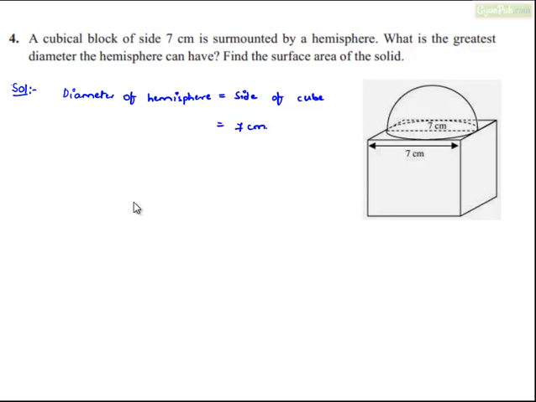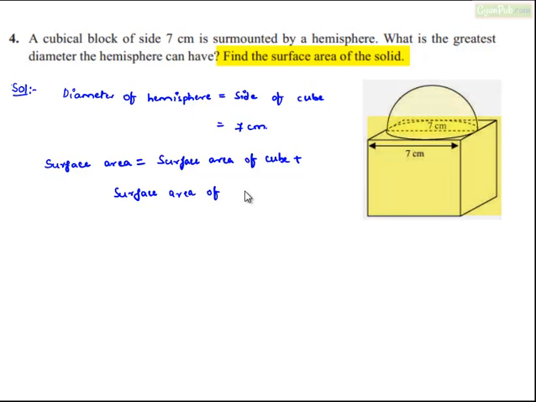Now he is asking what is the surface area. So the total surface area required can be obtained by adding the surface area of cube and hemisphere, then subtracting the surface area of the base of the hemisphere. That gives the required surface area, which is equal to surface area of cube plus surface area of hemisphere minus surface area of base of hemisphere.